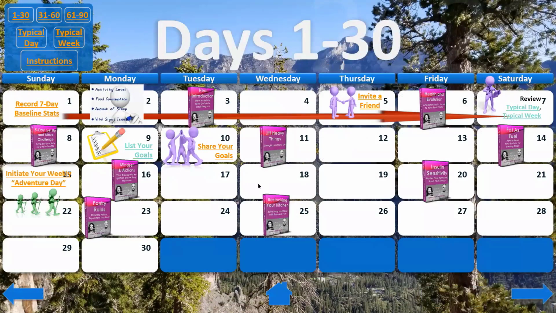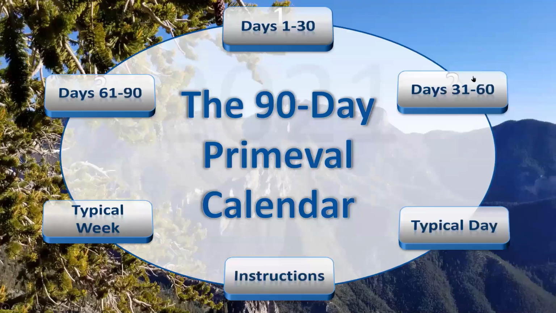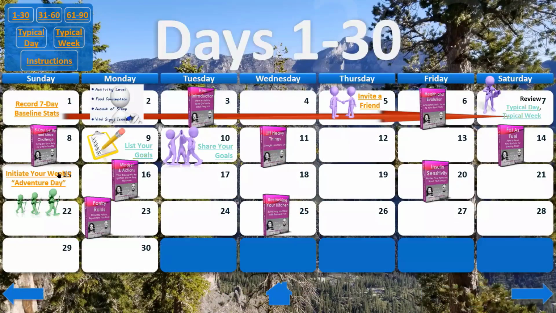So you got typical day, typical week, list your goals, and share your goals. Okay, get some accountability going. We tend to achieve our goals more successfully when we share them with others, because then we create an accountability relationship, and this gives you some information on that, some guidance. Okay, let's go back to days 1 to 30, and here's initiate your weekly adventure day.